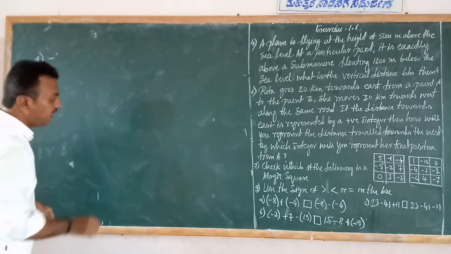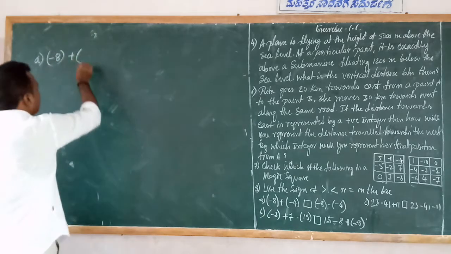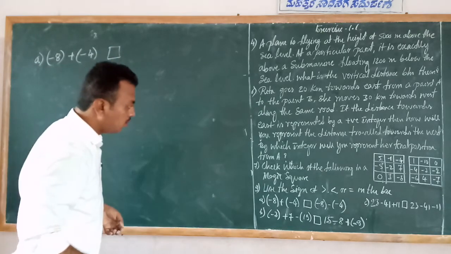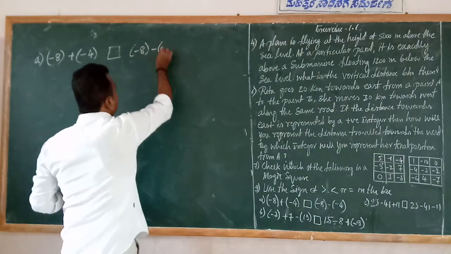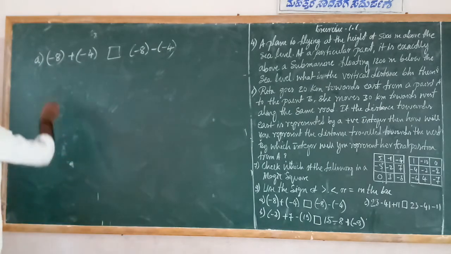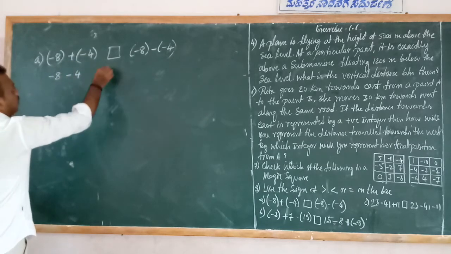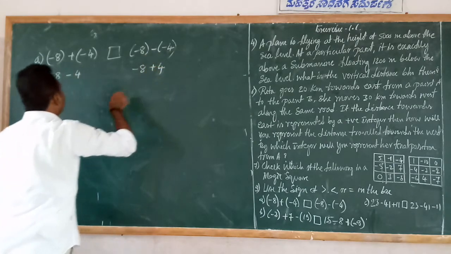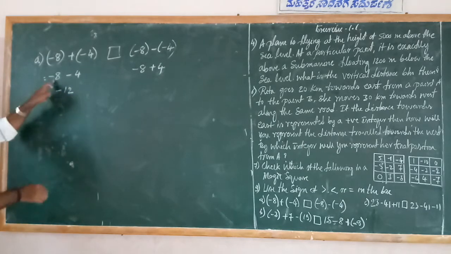Minus 8, box, minus of minus 4. Let us check which is the greater, smaller or equal sign. See, minus 8, I will write as it is, plus into minus, minus 4. Then here, minus 8 as it is, minus into minus, plus 4. So now minus 8 and minus 4, what does it become? Minus 12, because of the same sign we have to add.